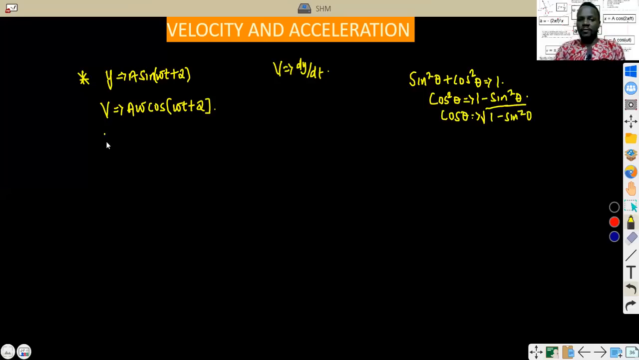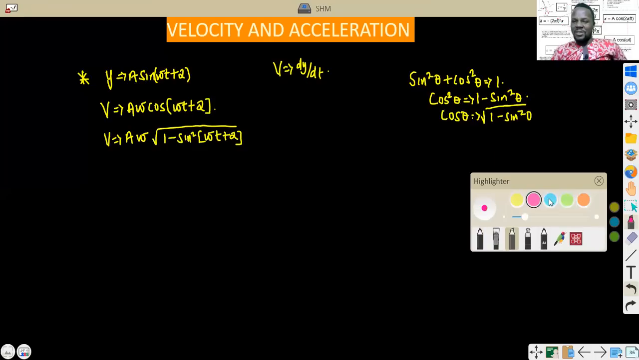So if I do that, I'm going to have V is equal to, please follow me, A omega. What is cos theta now? My theta is now omega t plus alpha. I will now take it as the square root of 1 minus, very good, 1 minus sine square, and my theta is omega t plus alpha, so sine square of omega t plus alpha. This particular equation you see here, my dear student, is very important. You keep it in mind. Let me highlight it. Time is always the major factor.